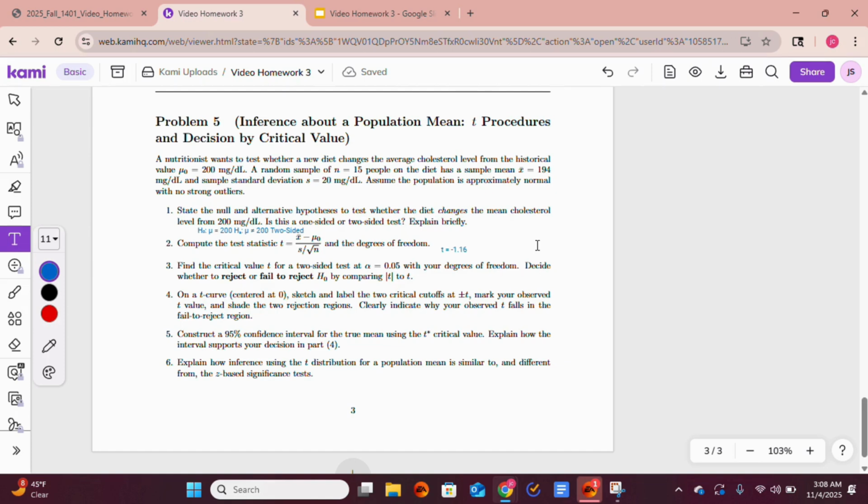For question 4, it says, on a t-curve centered at 0, sketch and label the two critical cutoffs at plus or minus t critical, mark your observed t-value, and shade the two rejection regions. Clearly indicate why your observed t falls in the fail to reject region.